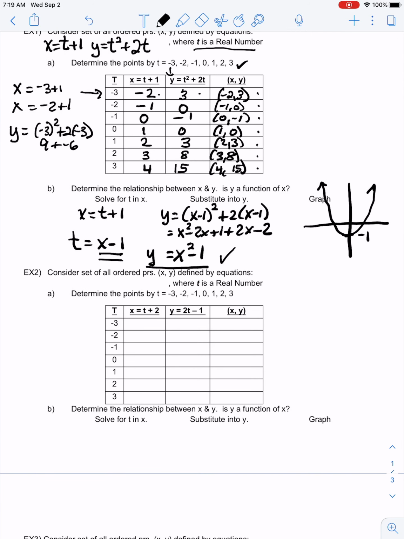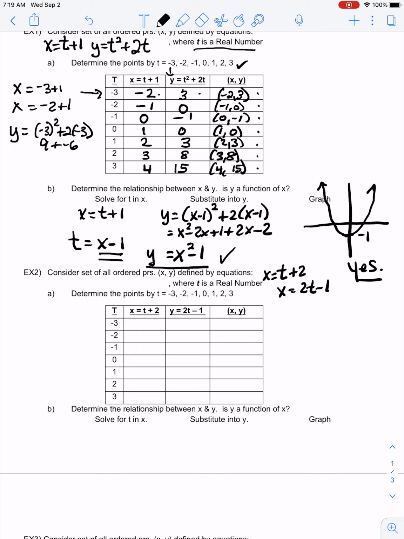Okay, going to go through the same process. It would be helpful if I had these copied here. The two equations I had for us were x equals t plus 2 and y equals 2t minus 1. Okay, so again, we are looking to find the relationship between x and y, and is y a function of x? Oh, my bad, I didn't answer that in the first one, did I? Is y a function of x? Yes. Okay. All right, so let's complete our table first.